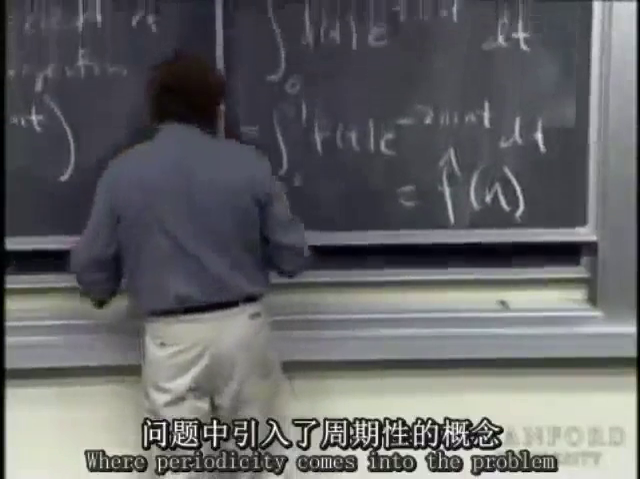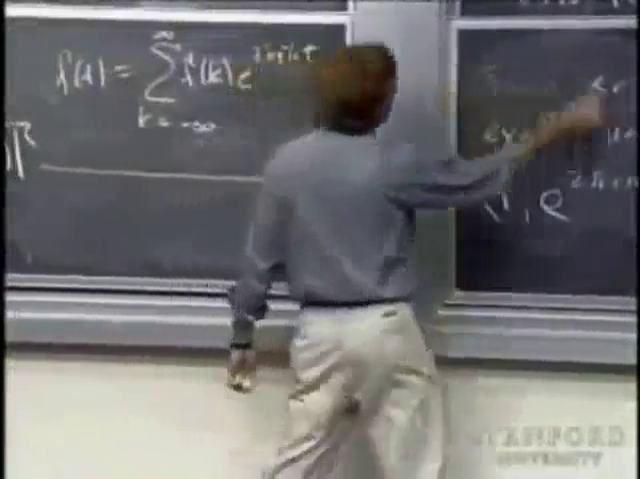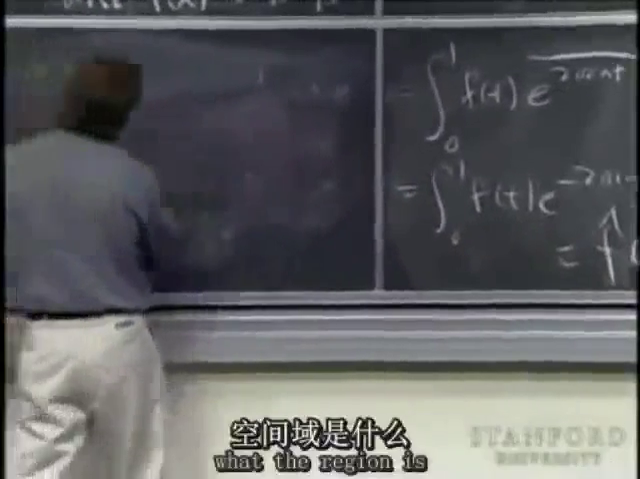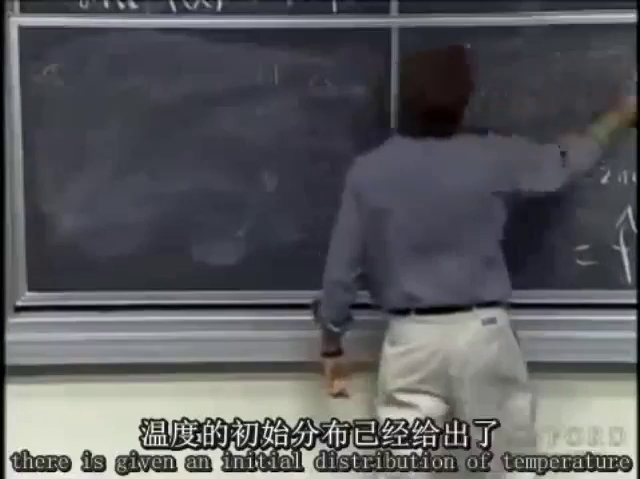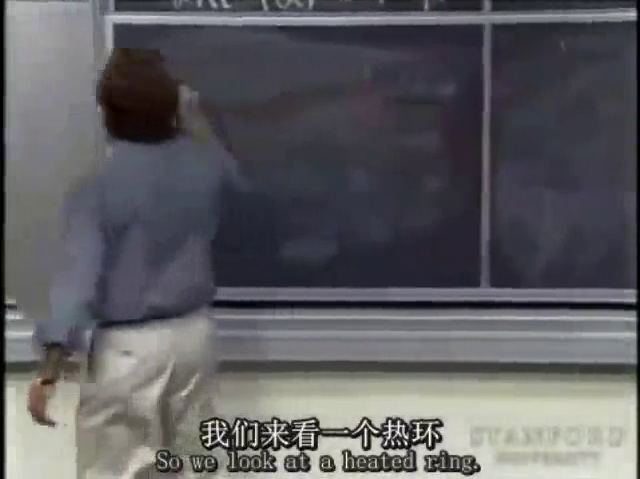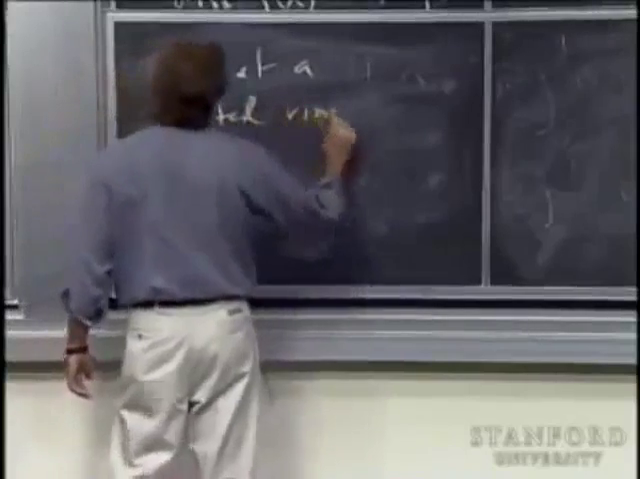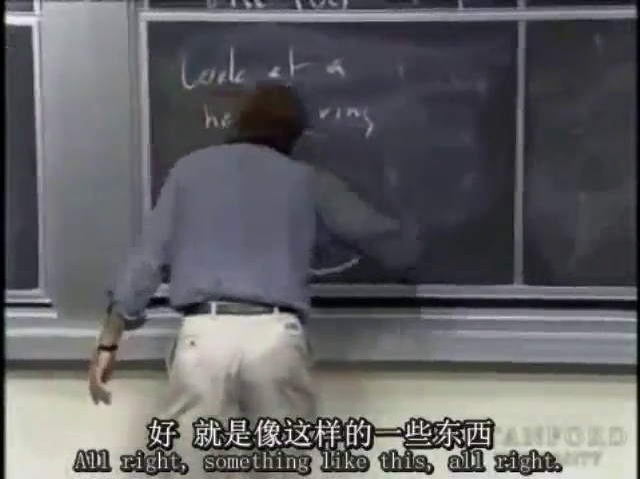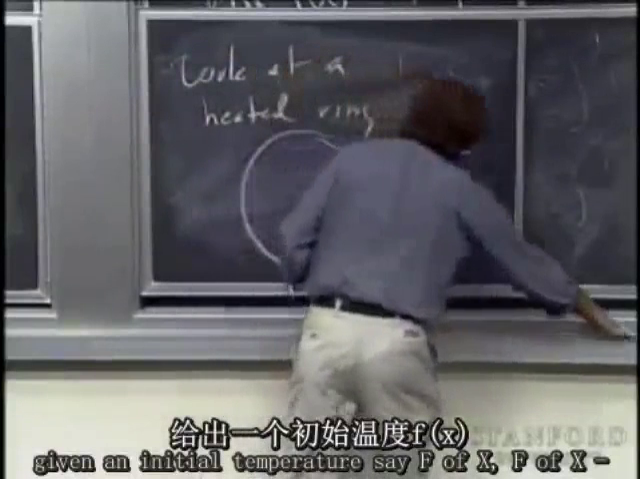Where periodicity comes into the problem naturally because of periodicity in space. So to study this problem means to say, first of all, what the region is, and then to say what the initial distribution of temperature is, or at least say that there is given an initial distribution of temperature. So we look at a heated ring, something like this, given with an initial temperature, say, f of x.